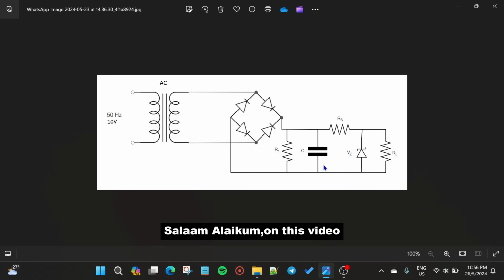Assalamualaikum. In this video, I want to introduce the linear power supply and the circuit inside it. This is the circuit schematic inside the linear power supply. The main objective of designing this circuit is to convert the AC voltage to DC voltage.